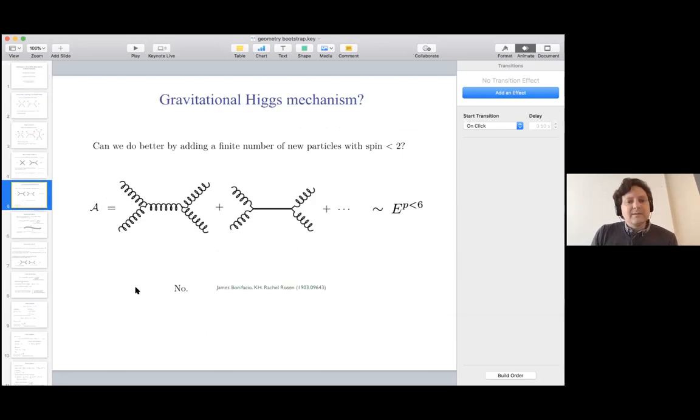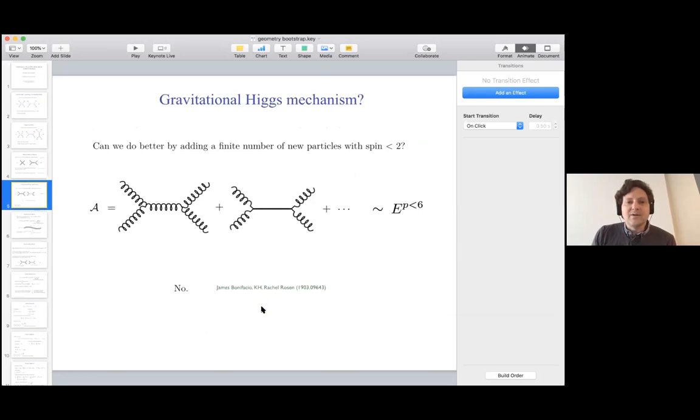You can then ask about the Higgs mechanism. Is it possible that there's a true gravitational Higgs mechanism for gravity, in the sense that I start with some massive graviton and then I add in a finite number of new lower spin particles, spin 1 and spin 0, analogous to some Higgs, which then improves the behavior to some power that's less than 6? And the answer to this is also no.